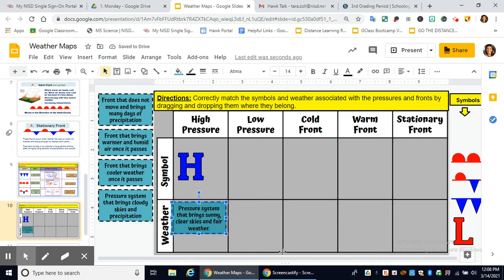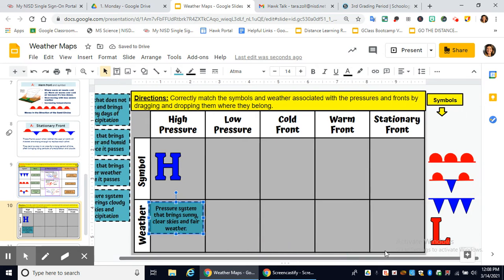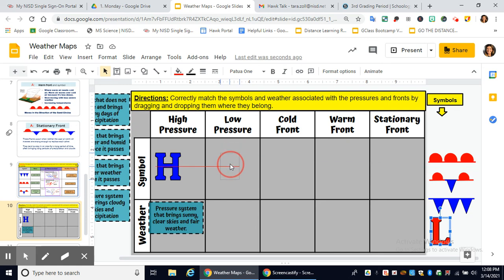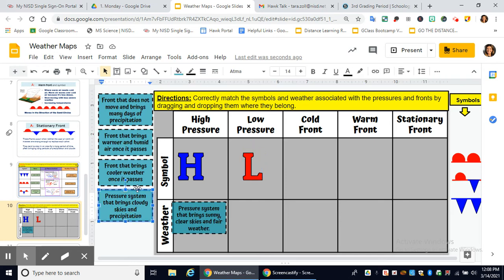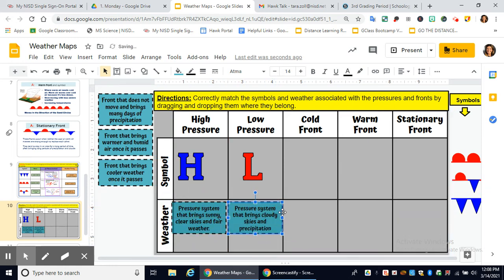Okay, so my low pressure system, that's the L sign. So I'm going to come over here and drag my symbol. And low pressure, remember, means lousy weather and sometimes super severe, like a hurricane or lots of thunderstorms. So we want to say it's a pressure system that brings cloudy skies and precipitation. So remember, not nice weather. Okay.